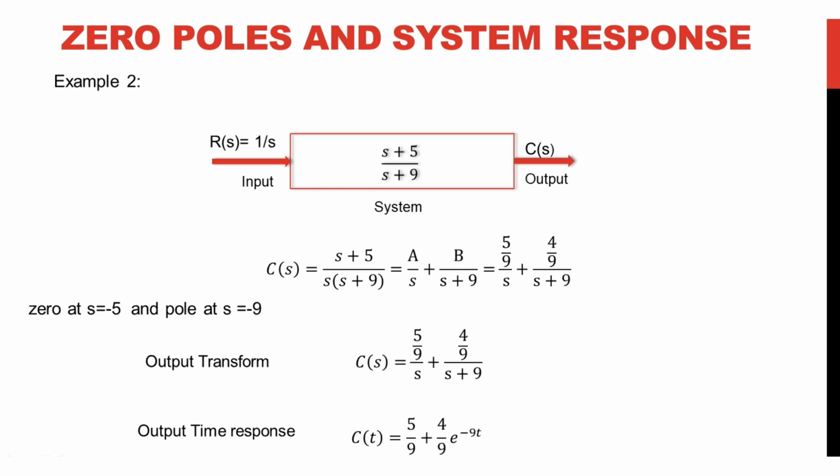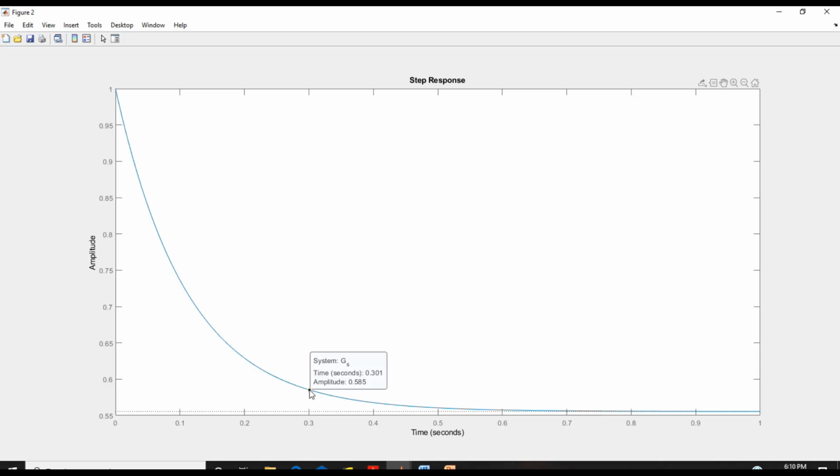We know that the output time response c of t is equal to the forced response plus the natural response. The forced response is 5 over 9, which is 0.55, and the natural response is 4 over 9 e to the minus 9t. Looking at the step response, we see that the amplitude of the output time response approaches 0.55 as the time approaches 1 second. If we choose a point on the curve, for example 0.3 seconds, we see that the amplitude is 0.585, which is the value of the forced response plus the value of the natural response at this particular time.